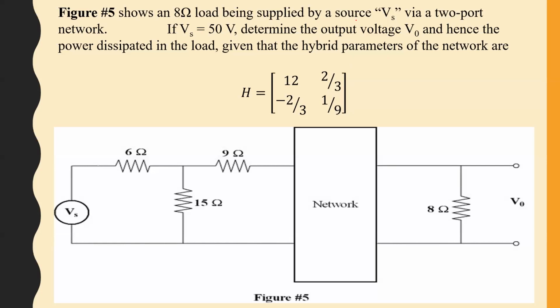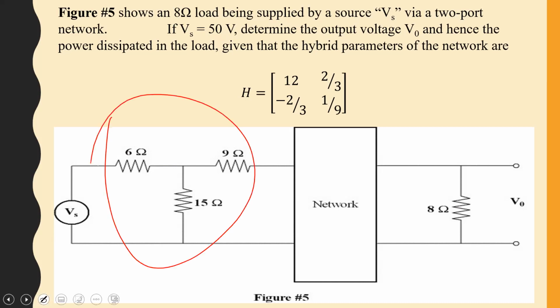Does anyone have a difficulty with this? Sir, since it's now a T network, does it mean you can still use the same equations to determine the hybrid parameters? Like for H11, we would use V1 over I1 by short circuiting port 2. No, hold on. Why do you want to do that? You're talking about this part of the network?